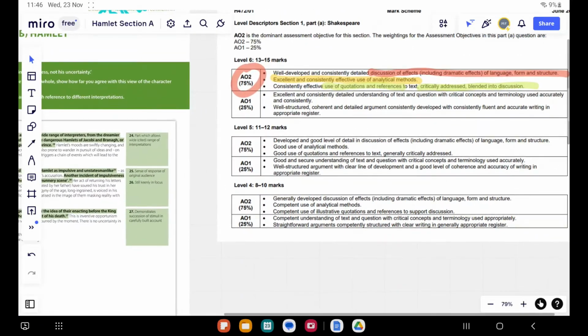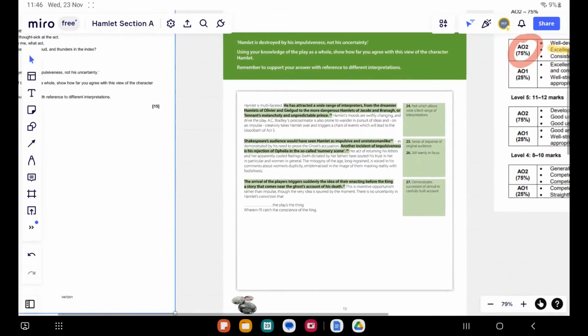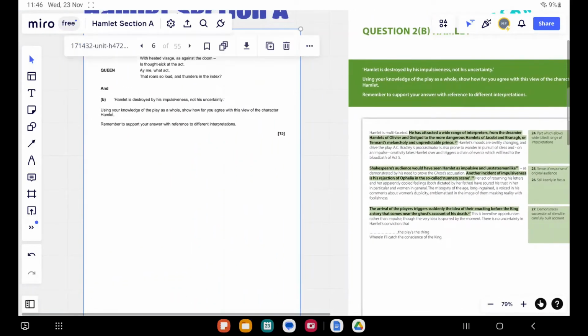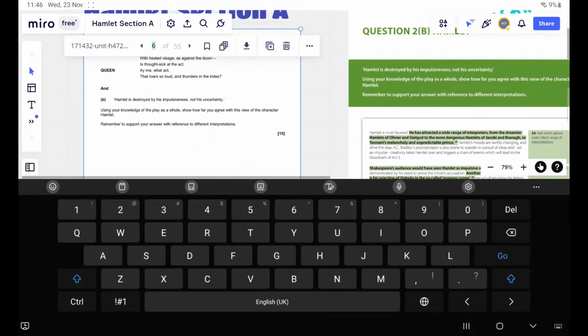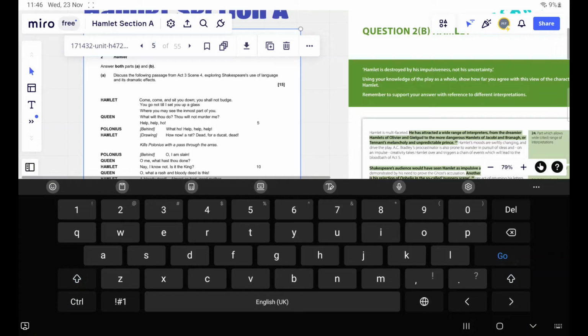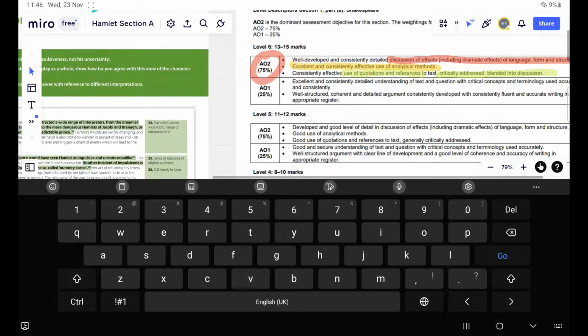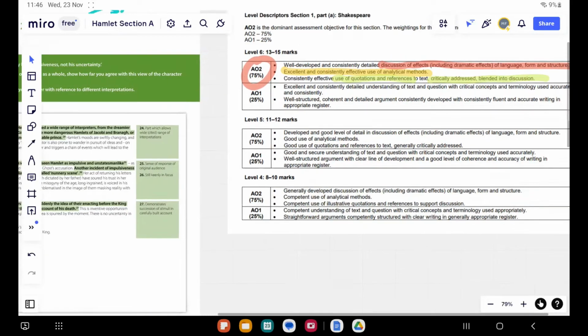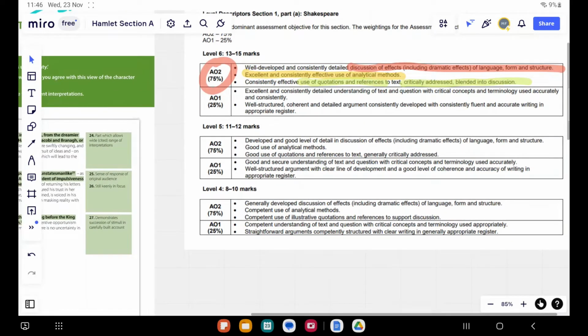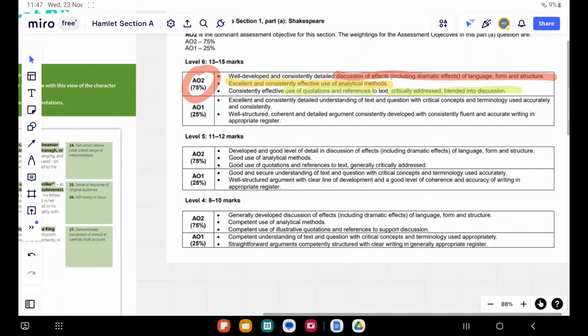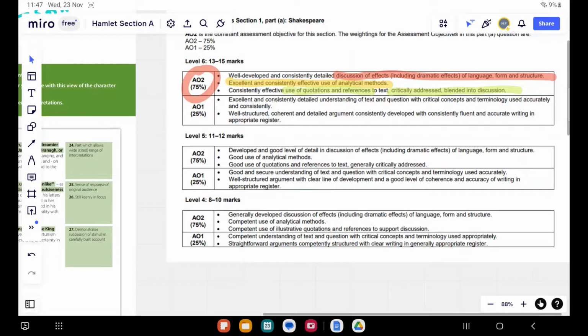It's AO2 dominant, and there is a clue in the question that that's the case. If we go back here, you'll see it says, discuss the following passage. So it always pinpoints the passage in the play, and then exploring Shakespeare's use of language and its dramatic effects, which is the trigger, the key, that it is AO2, that's the dominant AO. And it does say language, but if you look at the mark scheme, it talks about discussion of effects, and that's very generalized, isn't it?